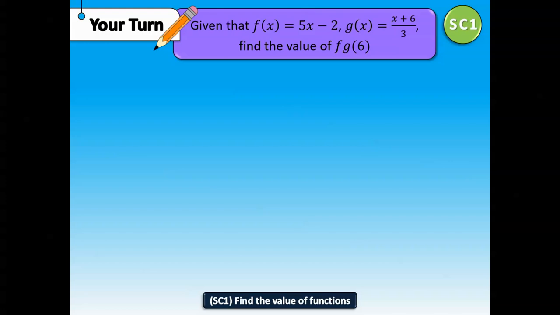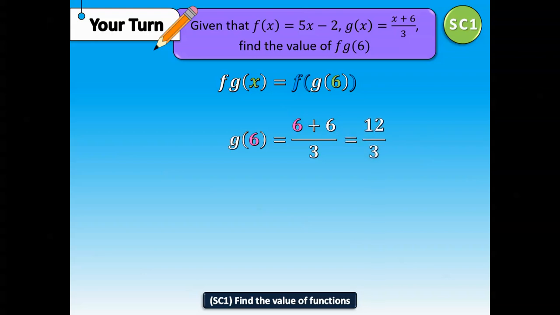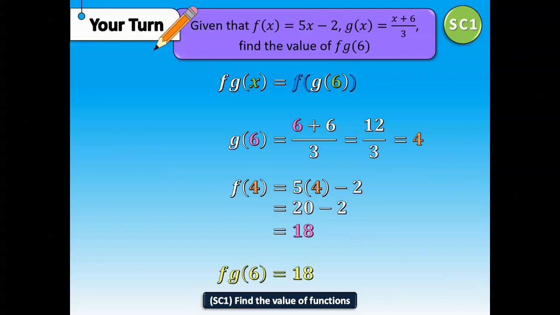So this time we want to find the value of f of g of 6. So we need to substitute 6 into g of x first. So 6 plus 6 divided by 3, which is 4. And then we substitute that 4 into f of x. So 5 times 4, take away 2, which is 18. Our answer is 18.